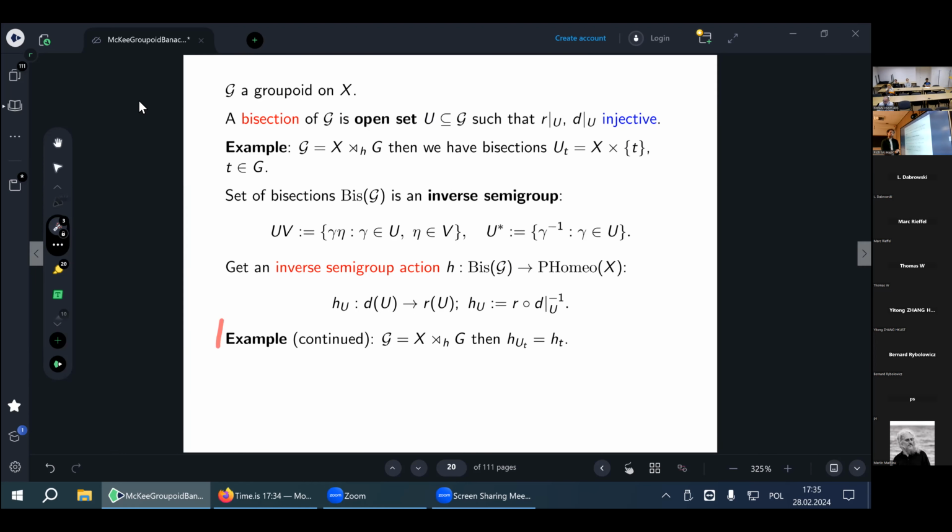So in this example, if we take these bisections from the group acting on X by homeomorphisms, then this action is the same as our original action. So we recovered the original action from this action by bisections. That's easy to see if you just write down the definitions.